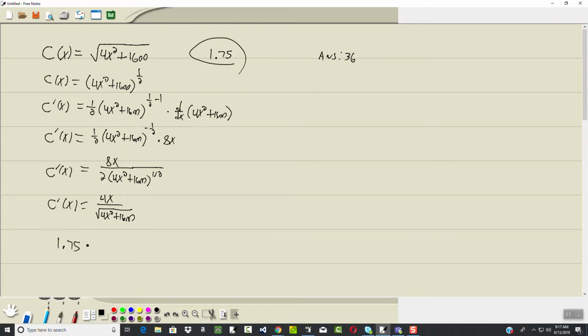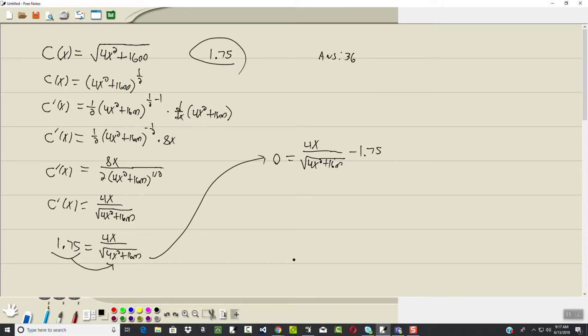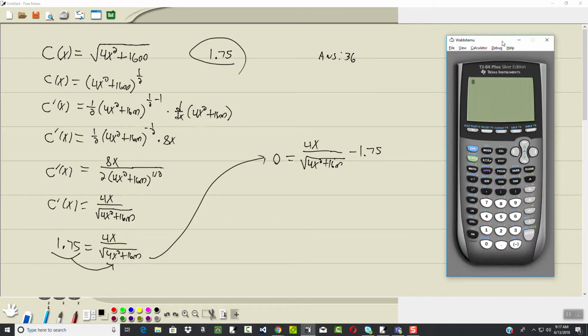So I'll put 1.75 in for this side. 4x over square root of 4x squared plus 1600. Now I'm going to take that 1.75 and move it to the right side. So I got 4x over square root of 4x squared plus 1600 minus 1.75. Now I'm not going to use a trace feature like the instructions indicated. I like the intersect method.